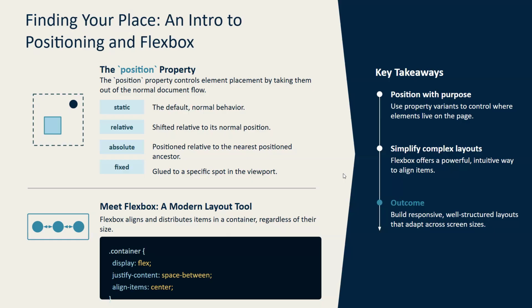So the big takeaway from this slide is that if you ever want to use positioning, you should position it with purpose and use Flexbox to simplify layouts that would otherwise feel harder to manage. And as long as we follow all these steps, we should be able to build responsive and well-structured layouts that adapt across screen sizes.